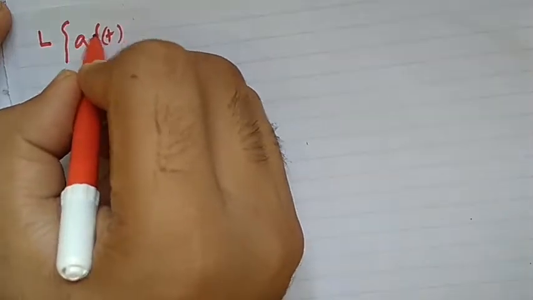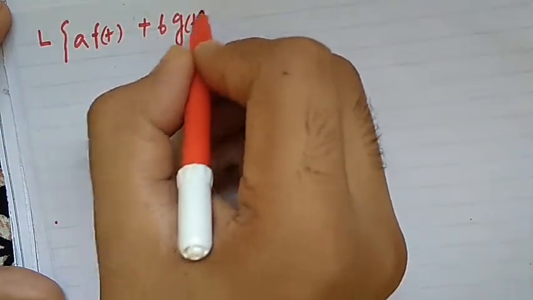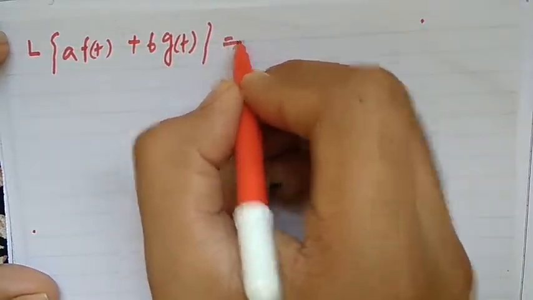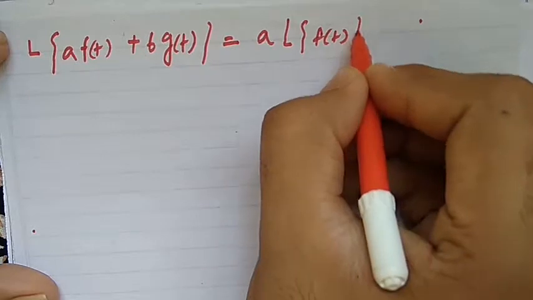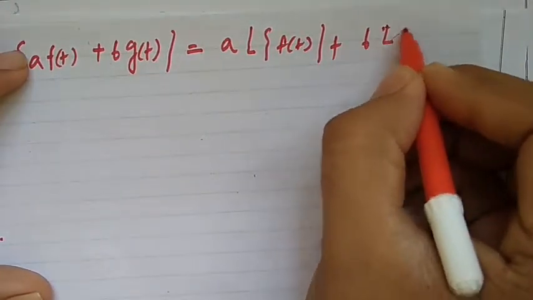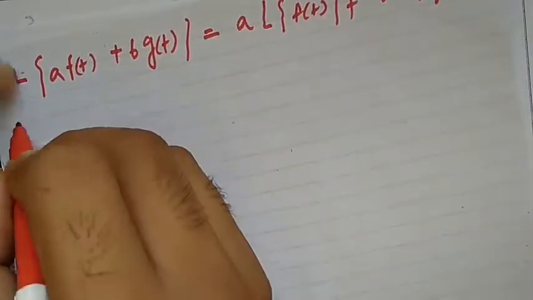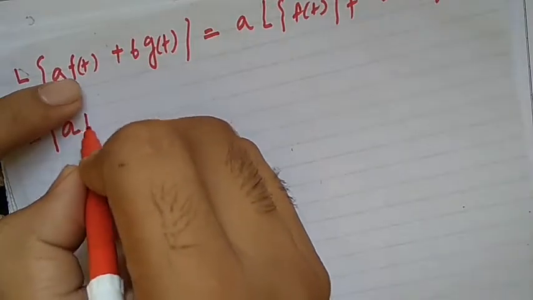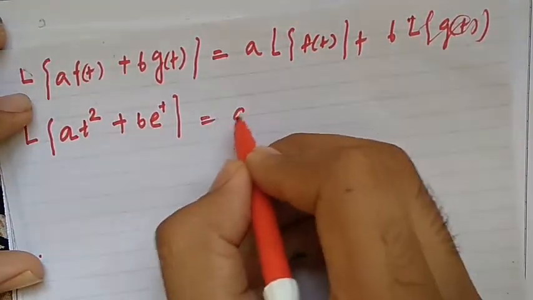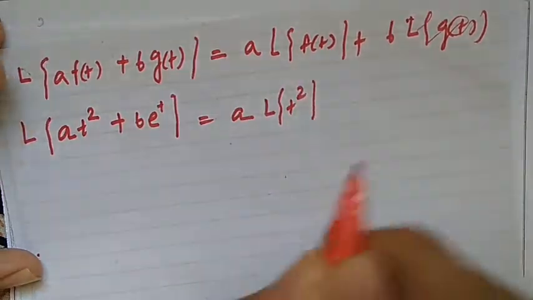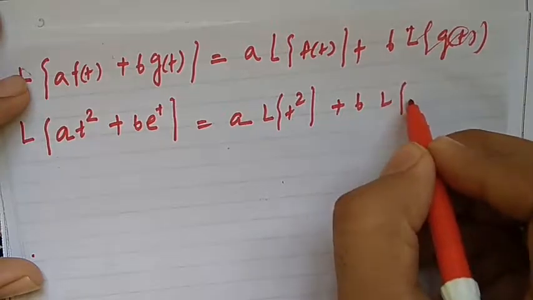Now we'll see the linearity theorem of Laplace transformation. Here, the Laplace transformation of a f(t) plus b g(t), where f(t) and g(t) are different functions and a and b are constants, is equal to a times the Laplace transformation of f(t) plus b times the Laplace transform of g(t). How is it applied? Take a t square plus b e to the power t. So a into the Laplace transformation of t square, plus b into the Laplace transformation of e to the power t.